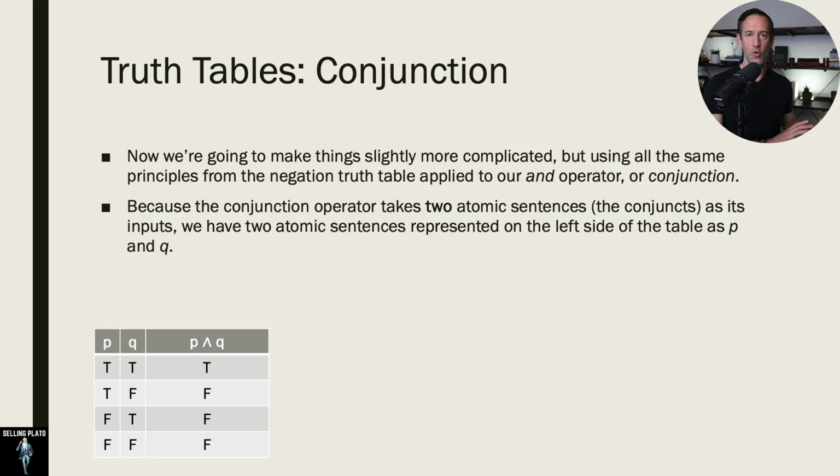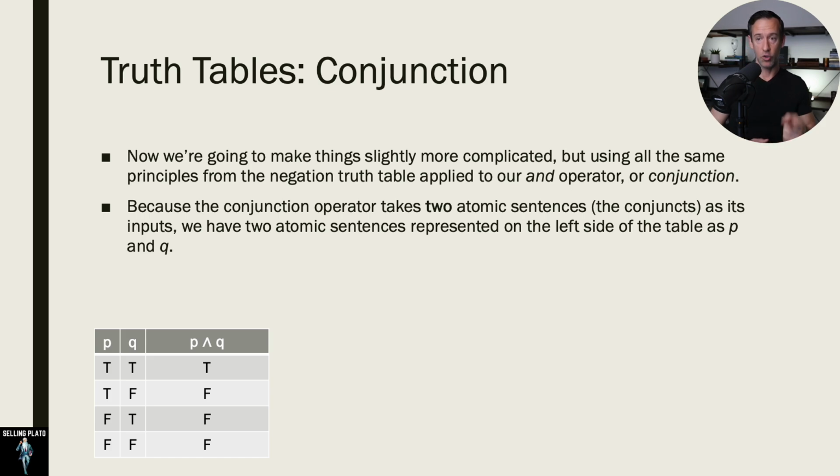So hopefully you remember those terms from the previous lesson. You can apply it here. The conjunction operator takes two atomic sentences, the conjuncts, as its inputs. We have two atomic sentences represented on the left side of the table, P and Q. Because remember, the left side of the truth table, that's where our stock of atomic sentences go.